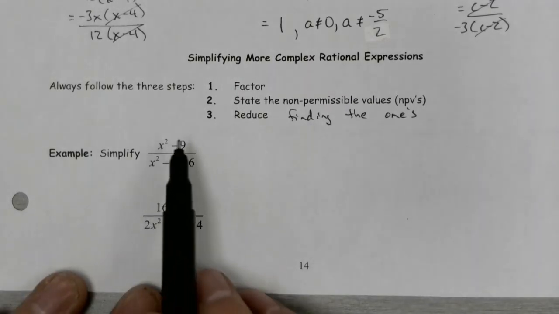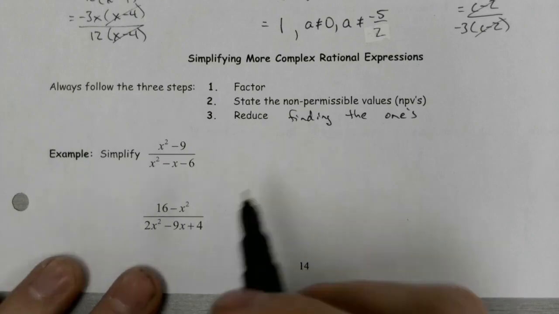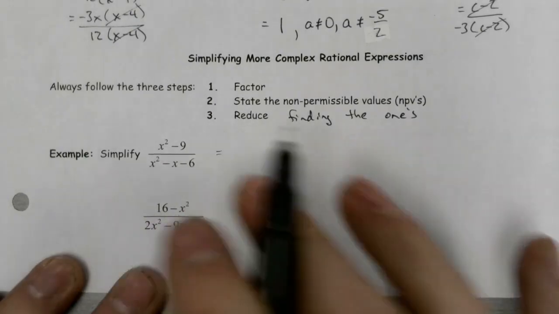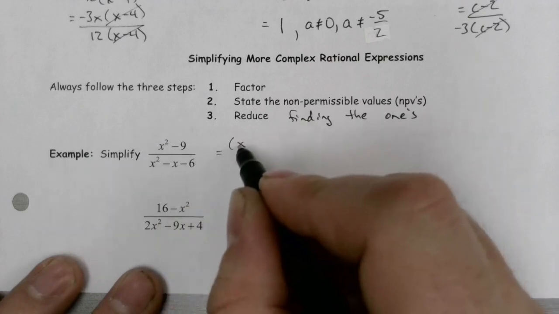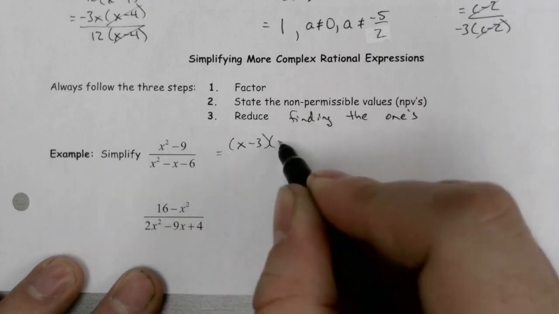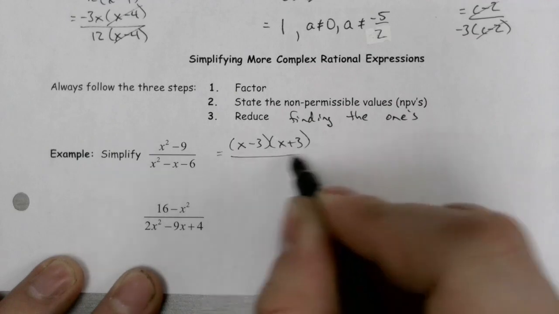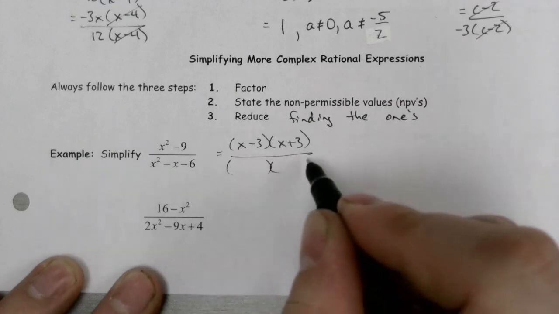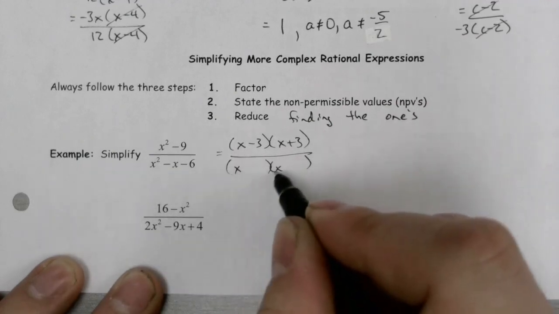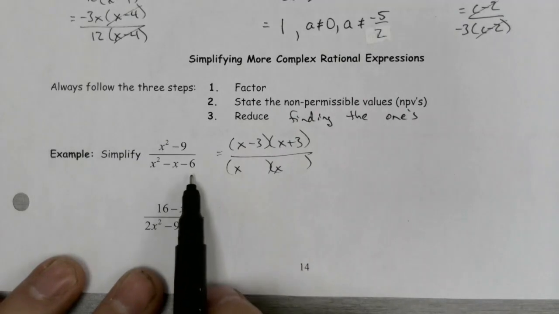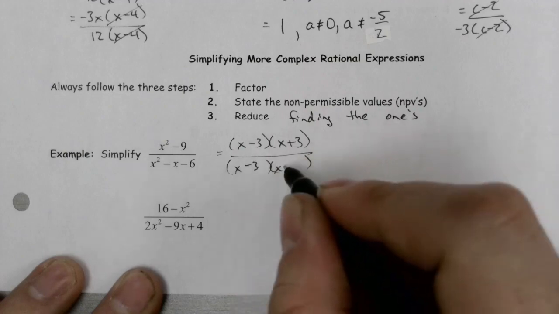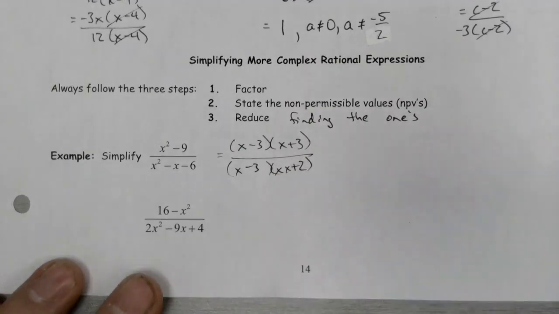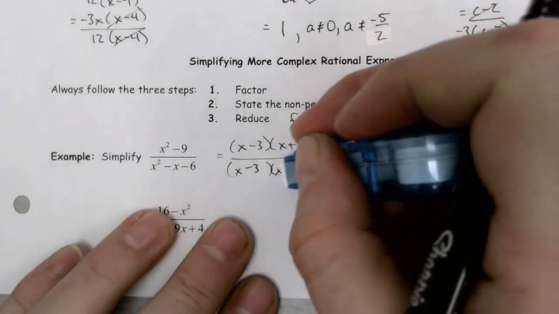So we're going to factor, state the non-permissibles, and then find the ones as we reduce. For example, you're going to look at a problem like this, and we're going to write this in an equivalent form where we factor it. I recognize that the numerator is a difference of squares. The denominator isn't, but it can be simplified fairly straightforwardly. I'm just looking for factors of negative 6 that combine to get negative 1, and that's going to be x minus 3, x plus 2.